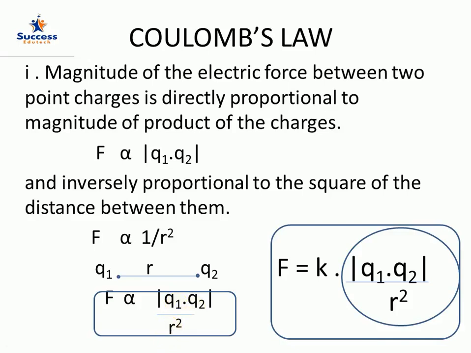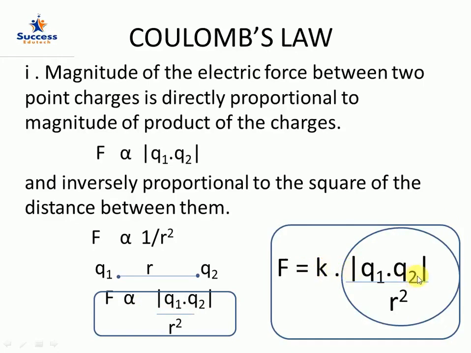So now see this equation. F is equal to K into the product Q1 Q2 divided by R square. What is K? K is Coulomb's constant, which we will see in detail afterwards. K replaces the direct proportionality sign, so the proportionality sign will be replaced with equal to and K.